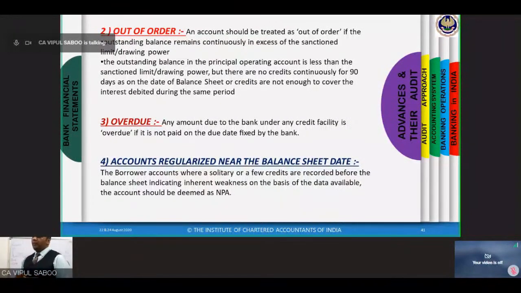Any amount due to the bank under any credit facility is overdue if it is not paid on the due date fixed by the bank. So this is overdue. After the due date, this is all overdue.